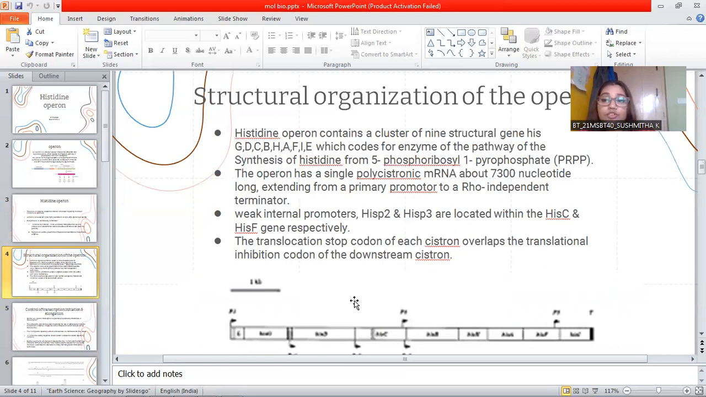These basically encode for enzymes which are involved in the pathway. These enzymes are involved in the synthesis of histidine from 5-PRPP, that is 5-phosphoribosyl 1-pyrophosphate. As I told before, this is a polycistronic mRNA operon, which has around 7,300 nucleotides in it. The promoter is primarily present, and the terminator is rho dependent.